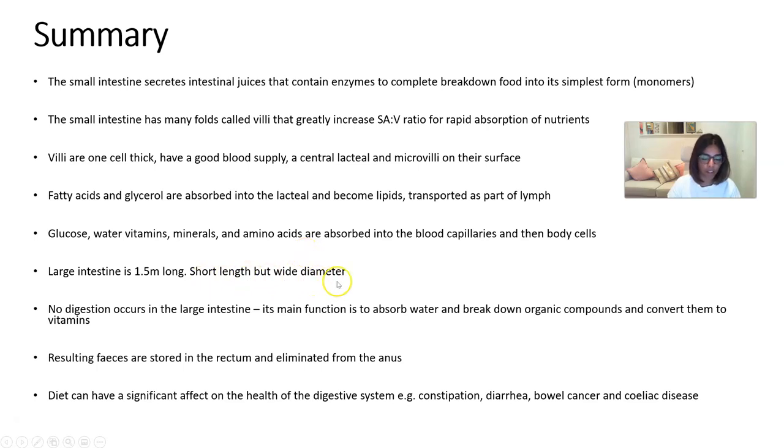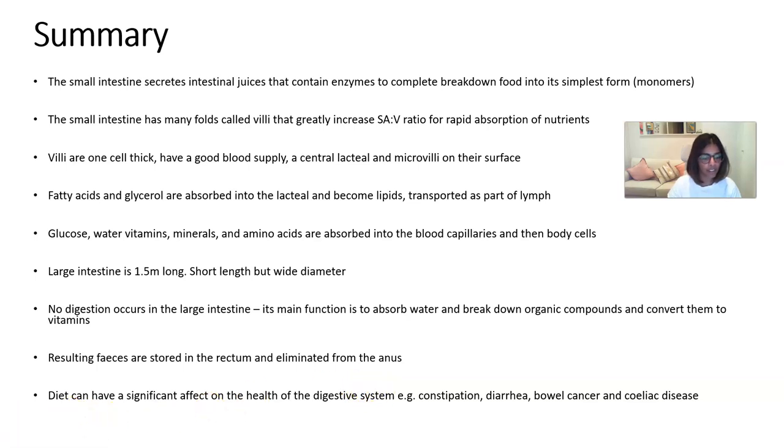It's short in length, but it has a large diameter. In the large intestine, no digestion occurs. However, the function of the large intestine is to absorb water back into the body and to break down organic compounds and convert them into vitamins, specifically B and K. The resulting feces that we have in the large intestine are stored in the rectum and eliminated through the anus.